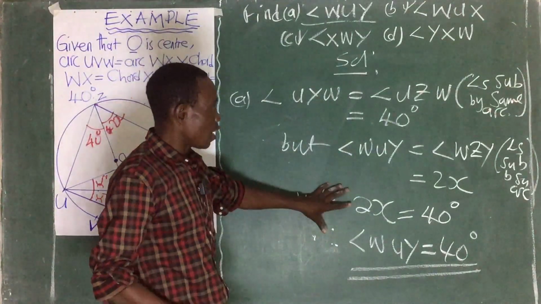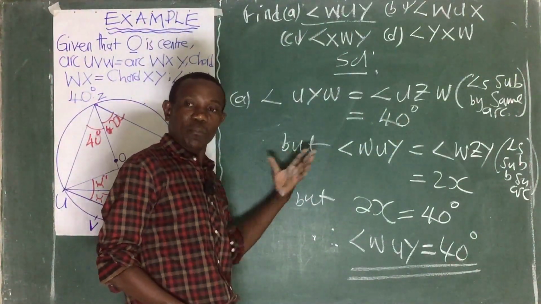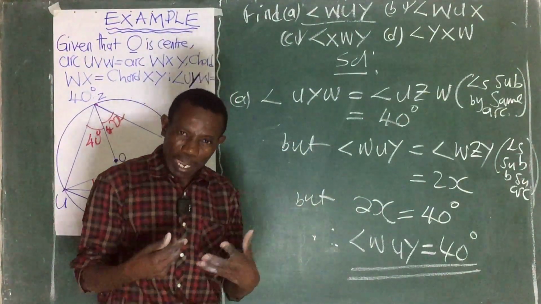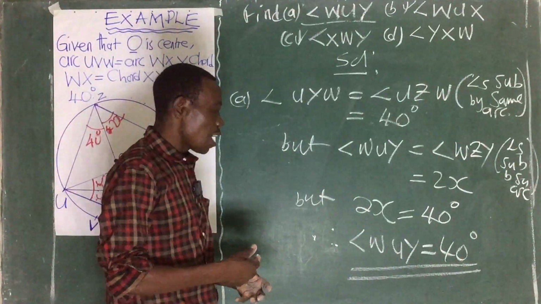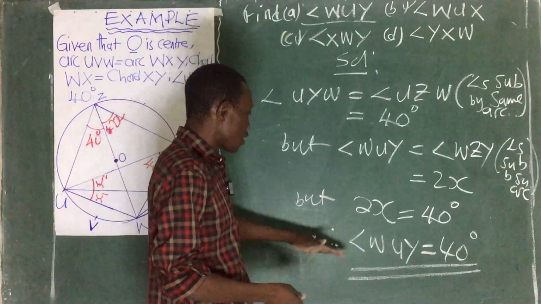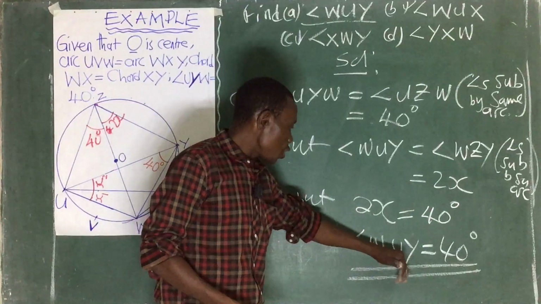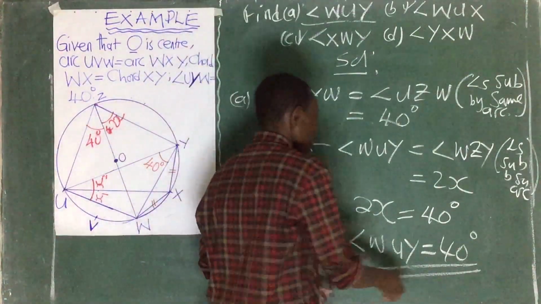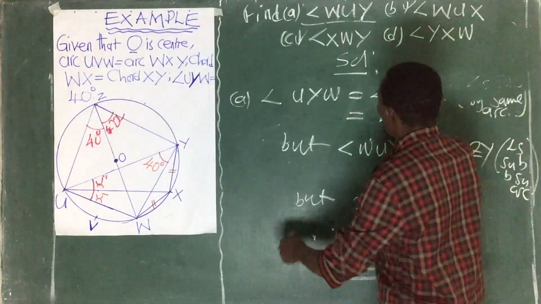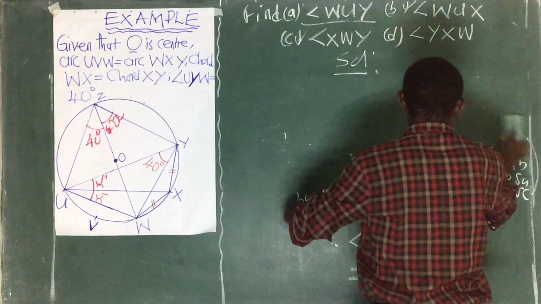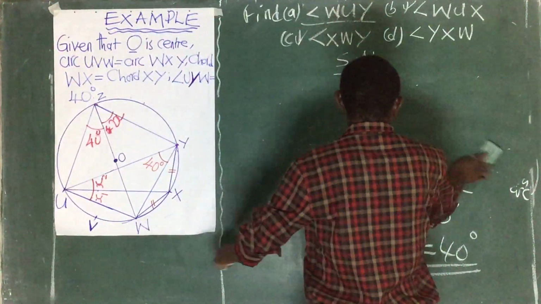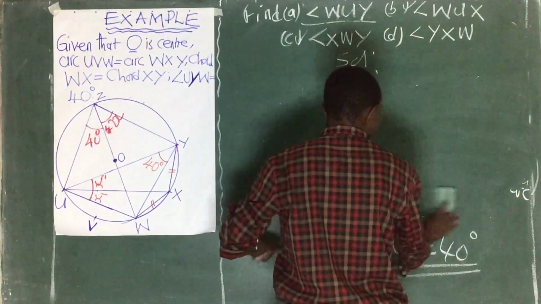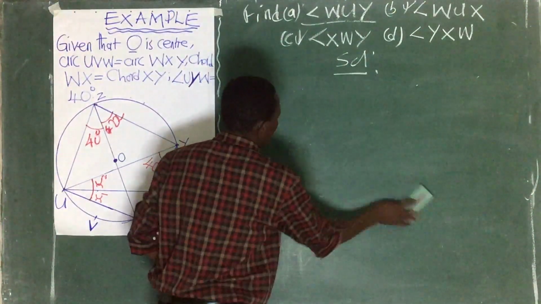You see what I've done here? I'm talking of this, then coming back, going there, coming up with the idea, so that at the end, I come up with the conclusion that says what I want, that is WUY is equal to 40 degrees. Right. So let us just solve question B, and the C and D will be left as an exercise.